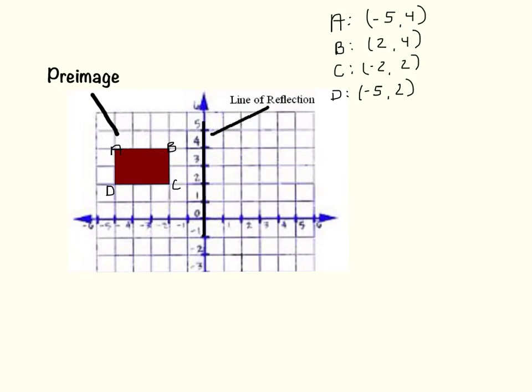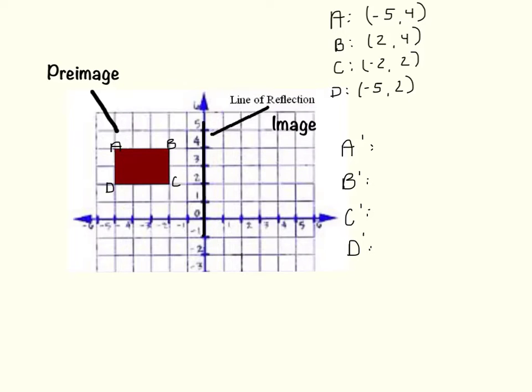Okay, let's do a practice problem. So here we have a rectangle on the coordinate plane, and it's called ABCD. And we have the pre-image on the left. It also tells us that our y-axis is the line of reflection. So this pre-image is going to be reflected over the y-axis. Up here, I've written out the coordinates of the rectangle, and we're going to see how it changes after it's reflected.